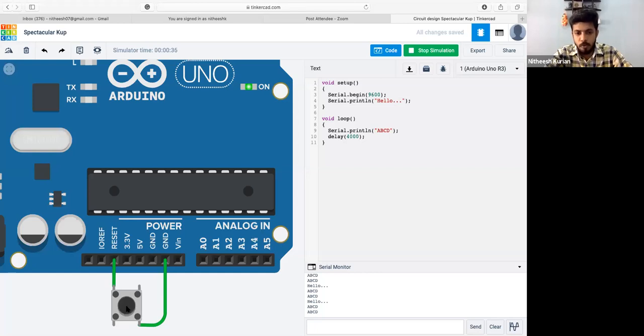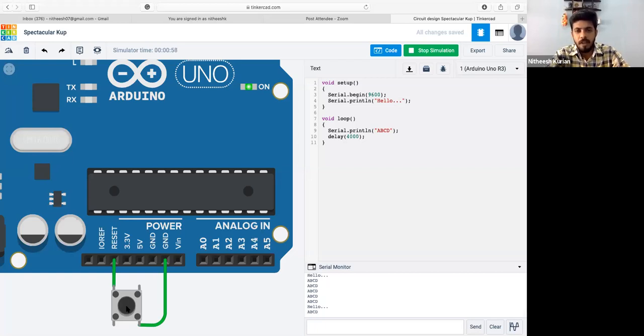Whenever you press the push button, the reset pin gets a ground voltage, that means 0 voltage. That means the entire Arduino board gets reset and the entire program runs once again from the beginning. That is why hello is printing again. Make sense? Is that clear?